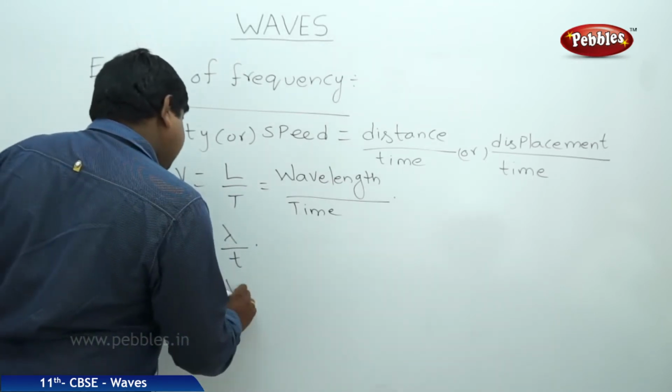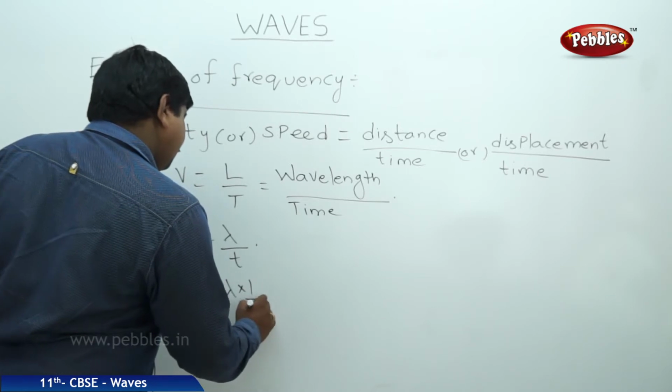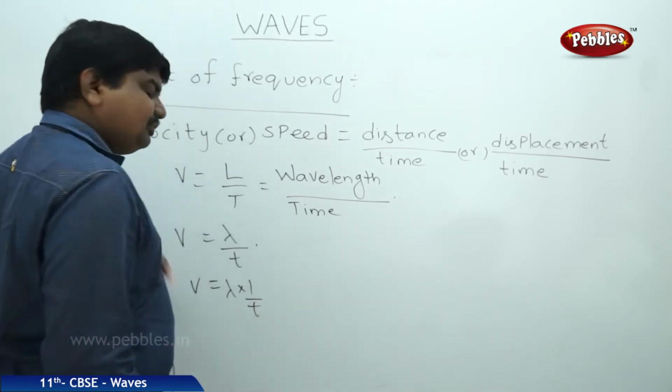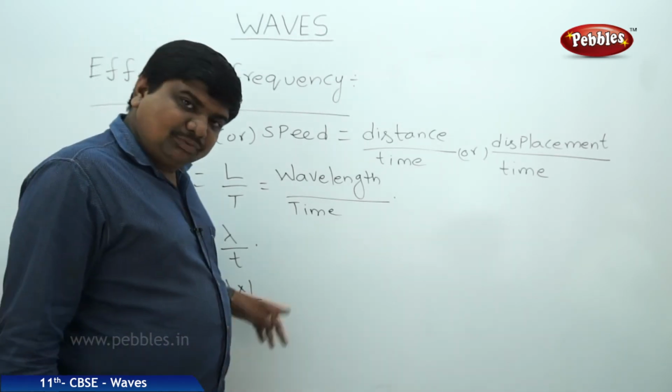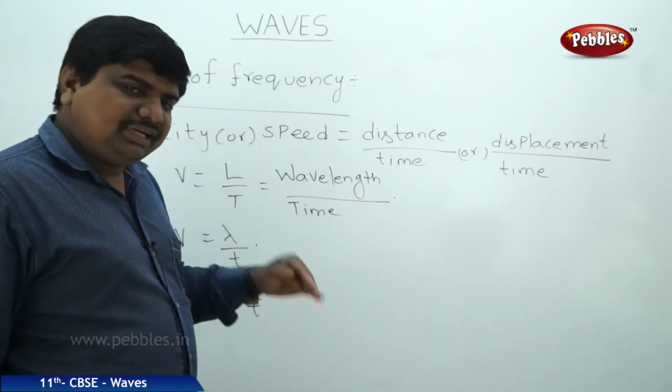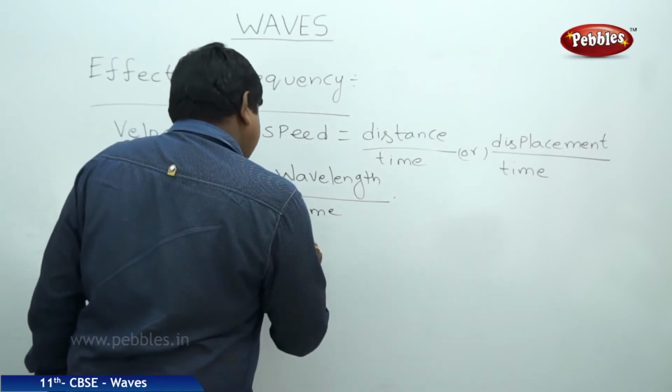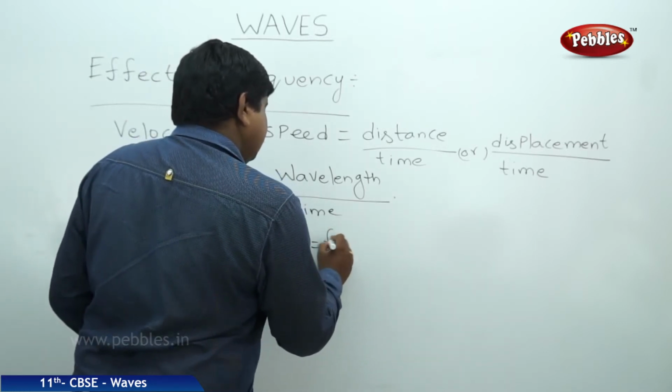It is defined as lambda into 1 by T is equal to V. What is this 1 by T? 1 by T is nothing but 1 by time period. It is also called frequency. So 1 by T is equal to frequency.